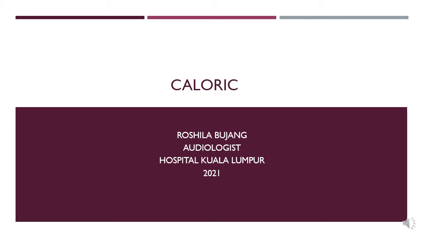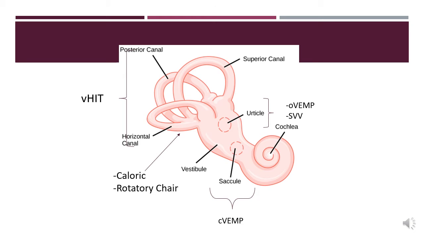So as you can see on the screen, our topic for this session is about caloric testing. Let me first give you a brief overview about the anatomy of the inner ear. As we can see here, the inner ear is divided into two main parts. It is the cochlea, which is the hearing portion, and the semicircular canal and otolith organ, which is the balance portion.